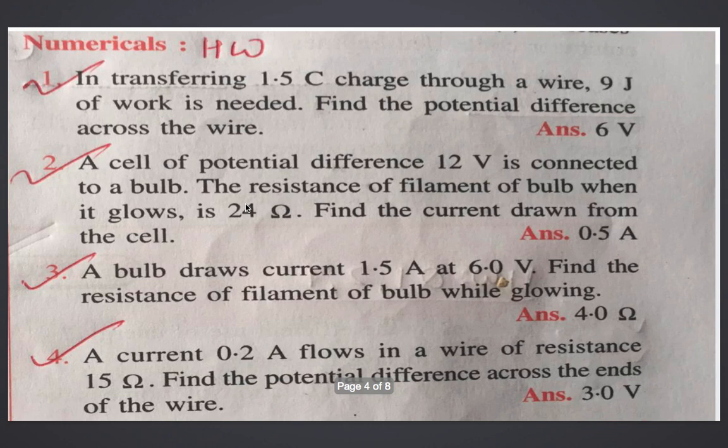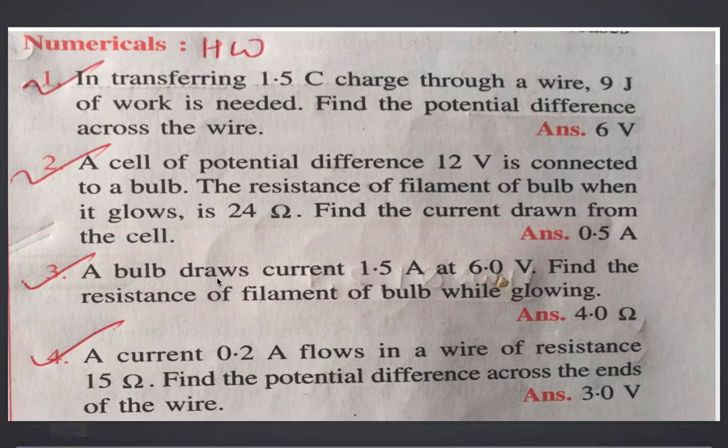Okay. Let's see the last numerical of exercise 9b. Pay attention, everyone. A current of 0.2 ampere flows in a wire of resistance 15 ohm. What is current? I. I is given. Ampere is the unit. 0.2. I is given. Our resistance is given. What are we supposed to calculate? Find the potential difference. Straight away Ohm's law. V we have to calculate. I and R are given.